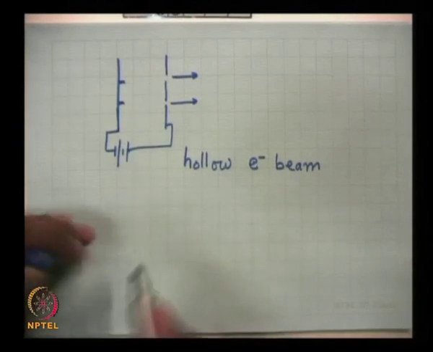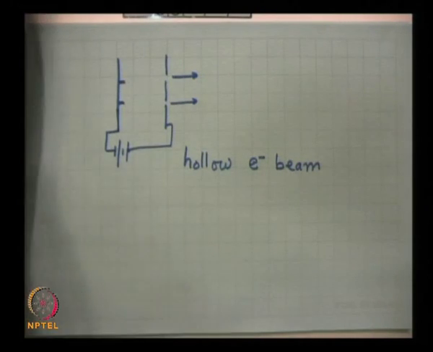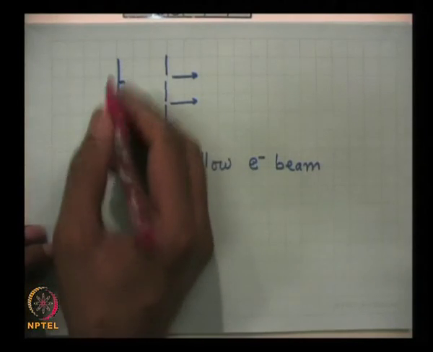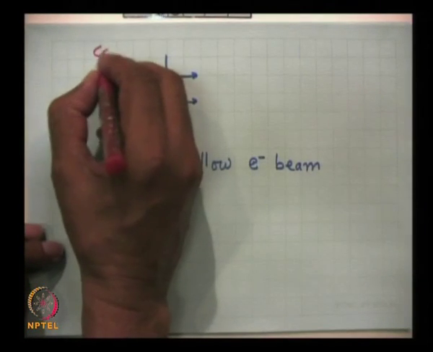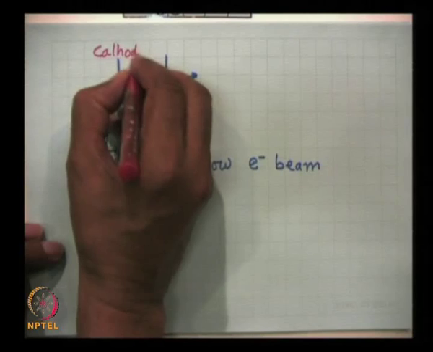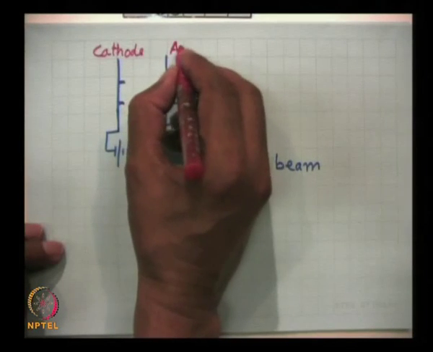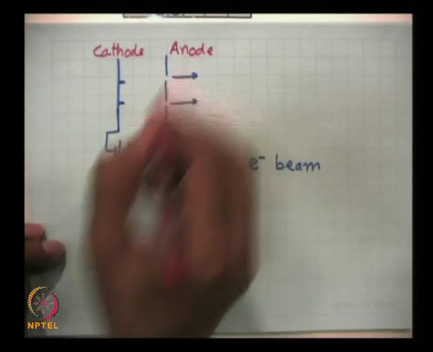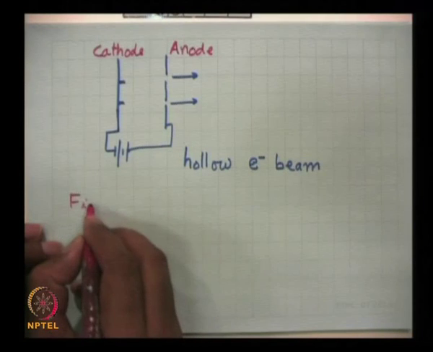And this is what we call as the field emission diode. This is cathode, this is anode, this is field emission diode.